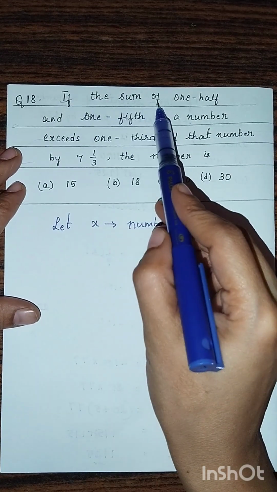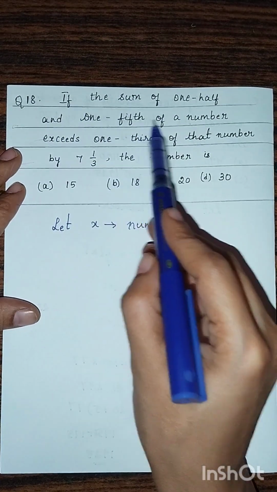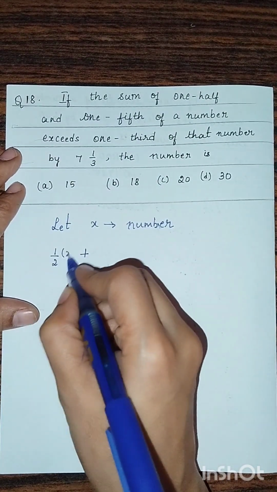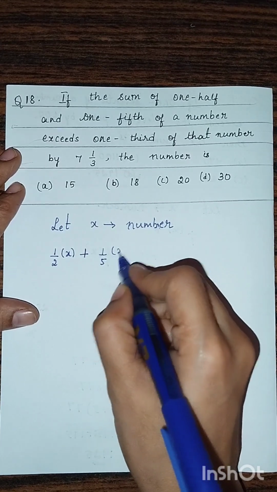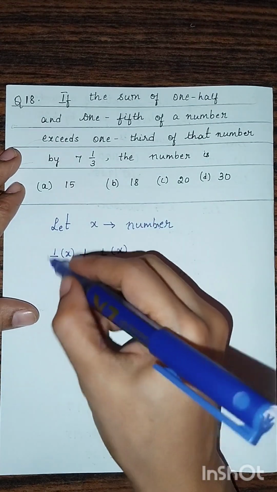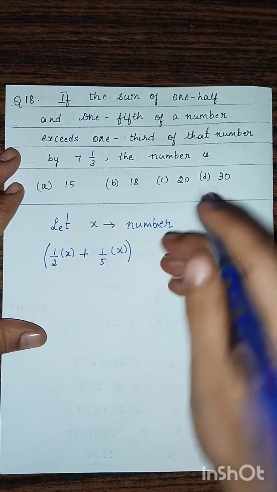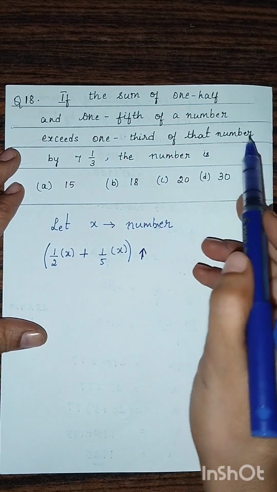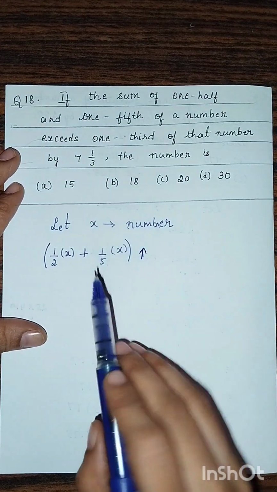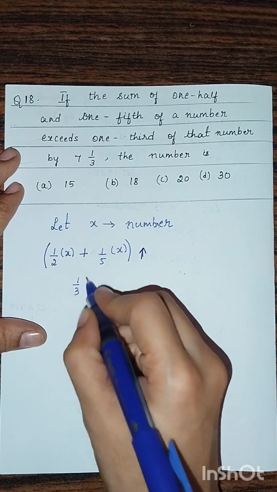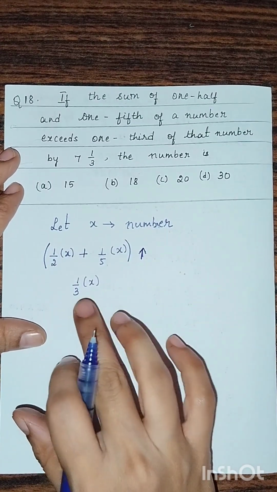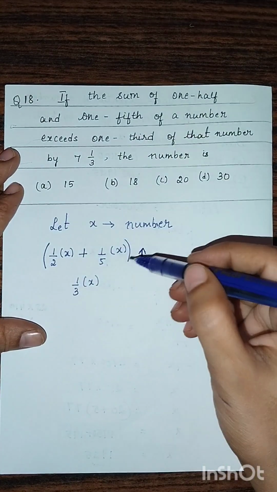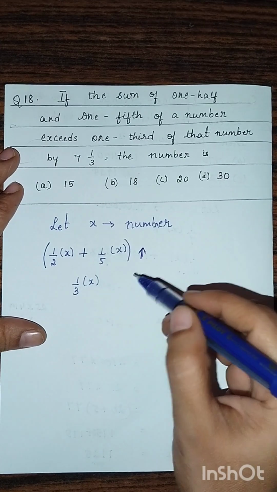If the sum of 1/2 and 1/5 of a number, so sum, right? Sum of 1/2 of a number, then 1/5 of that number exceeds, means this entire quantity exceeds. So this quantity is more, okay, exceeds 1/3 of that number by 7 1/3. So this quantity is more and 1/3 of this quantity is less. And what is the difference between them is 7 1/3. So this quantity exceeds this by 7 1 by 3.